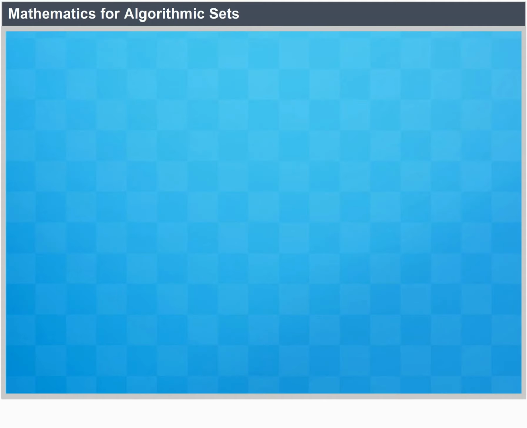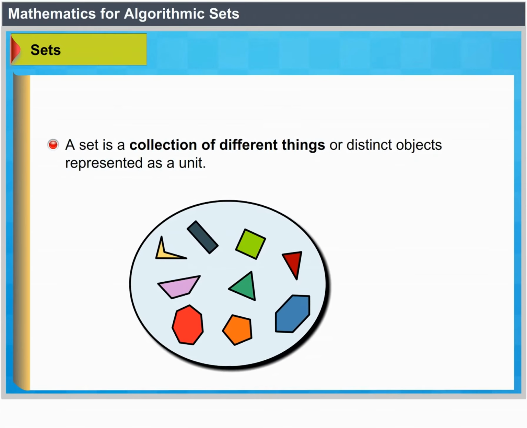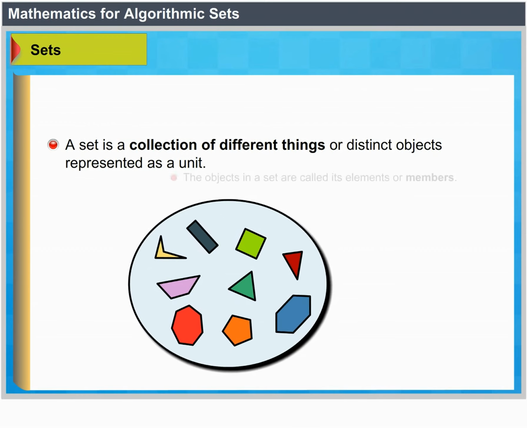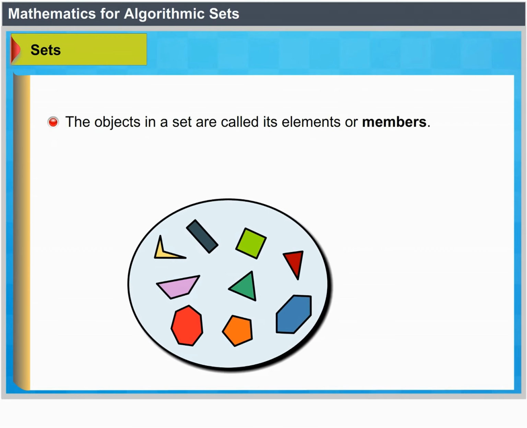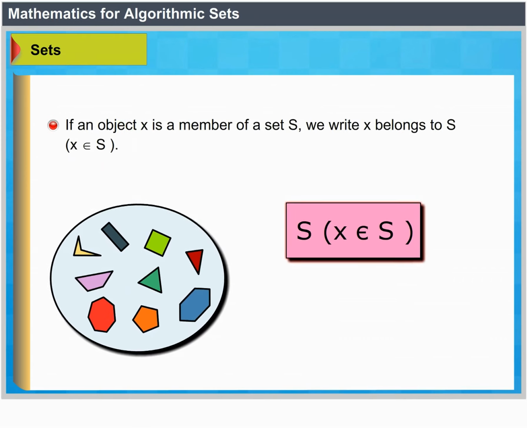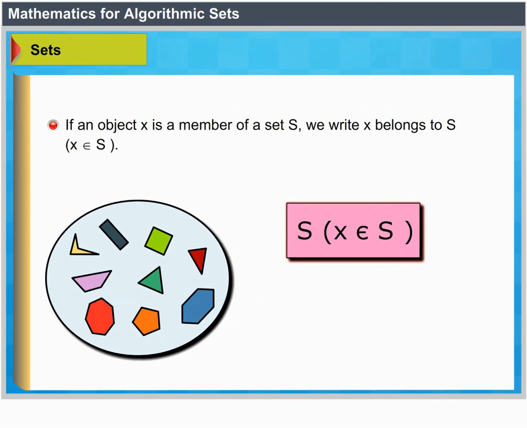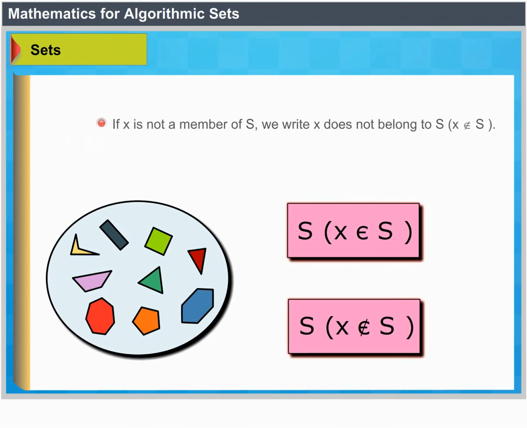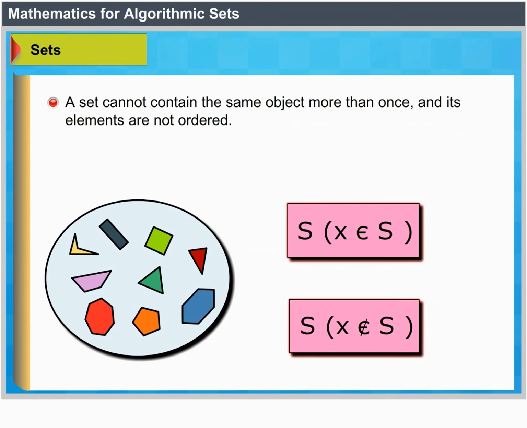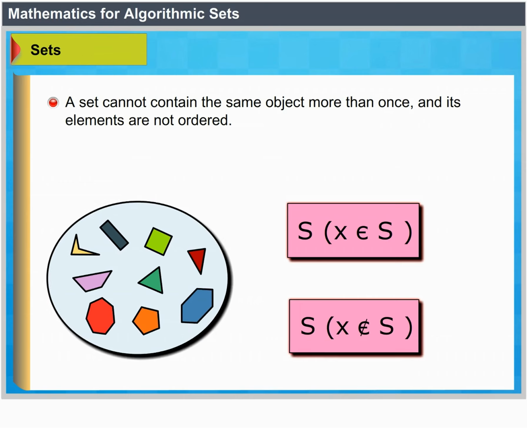Mathematics for algorithmic sets. Sets. A set is a collection of different things or distinct objects represented as a unit. The objects in a set are called its elements or members. If an object x is a member of a set S, we write x belongs to S. If x is not a member of S, we write x does not belong to S. A set cannot contain the same object more than once, and its elements are not ordered.